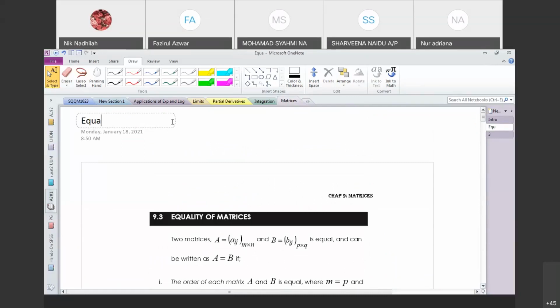Okay, equality, transpose, matrix addition, matrix subtraction. All four things are very straightforward. You don't have to worry too much, I mean, if you are new to matrices.